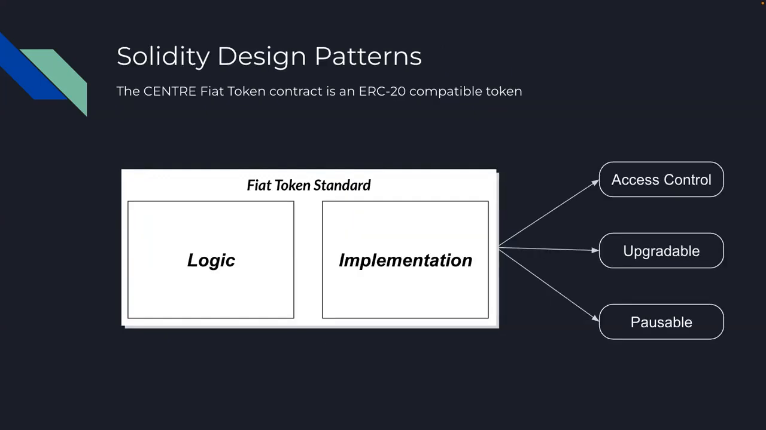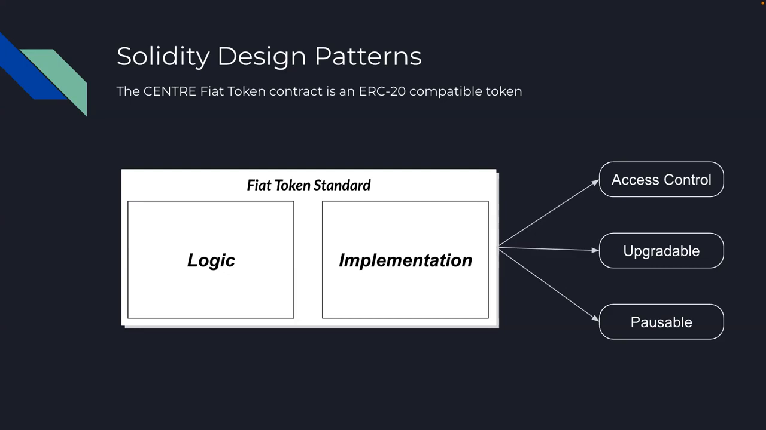Then we could move to the Fiat Token Standard itself. The Fiat Token Standard uses three different design patterns that you should see in every smart contract that is deployed into an Ethereum token, or generally an Ethereum smart contract. The first one is access control, which gives us a sort of role-based smart contract. So we have different roles with different capabilities and different possibilities to do actions.